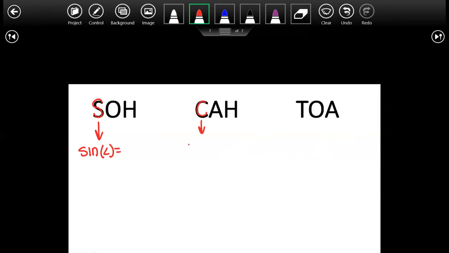So each of these is represented by the name of the trig ratio we're going to use. And tangent, or T, is going to be represented by what? 10. I think I just gave that away.